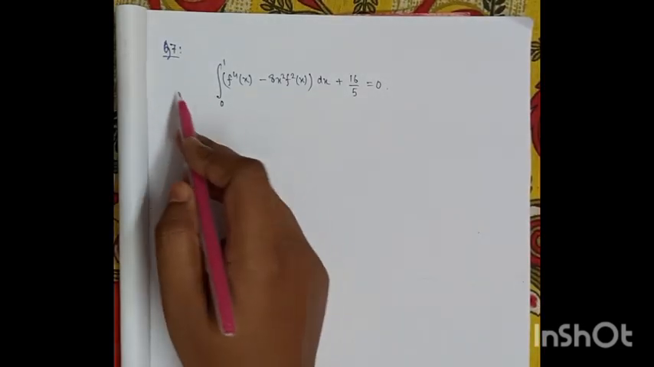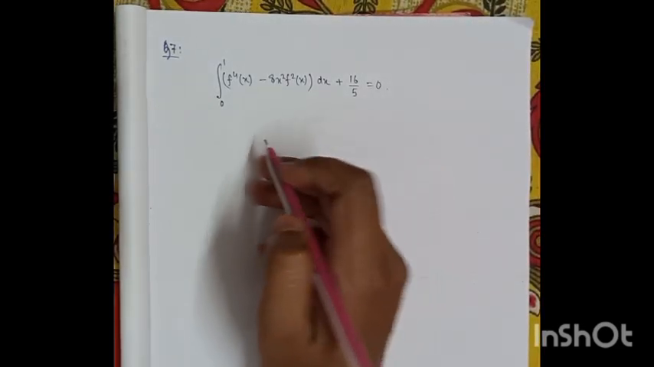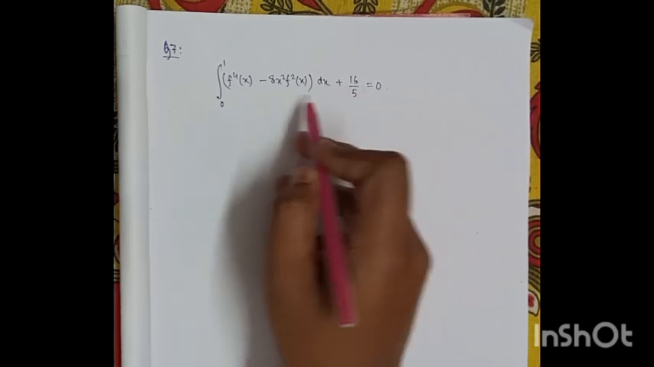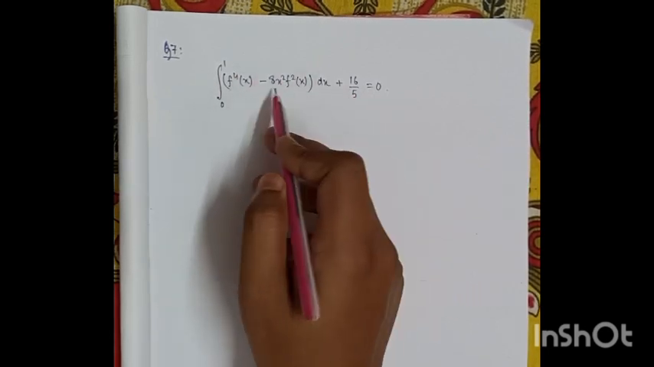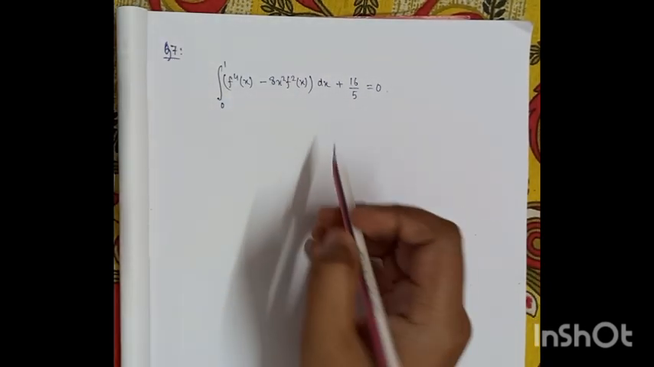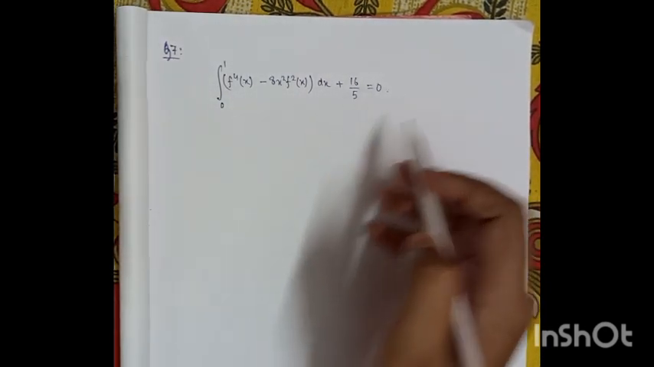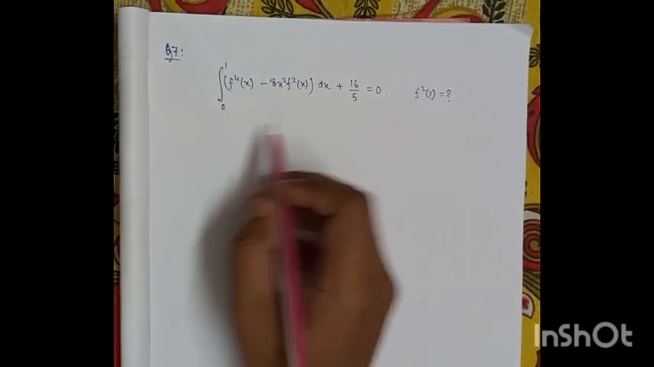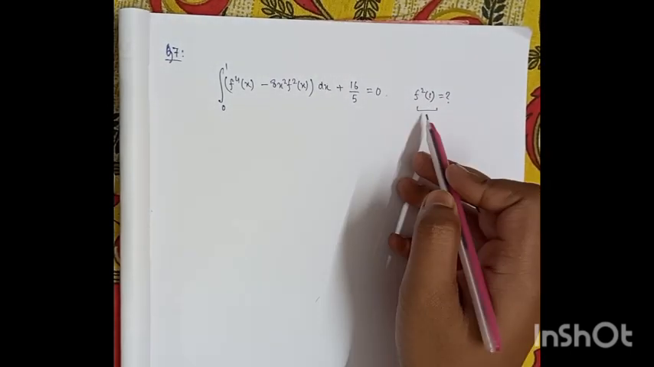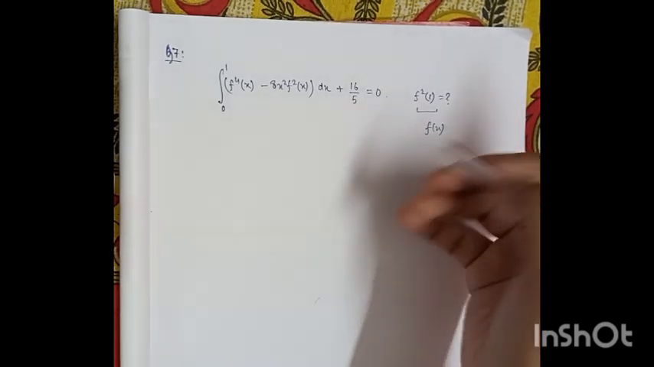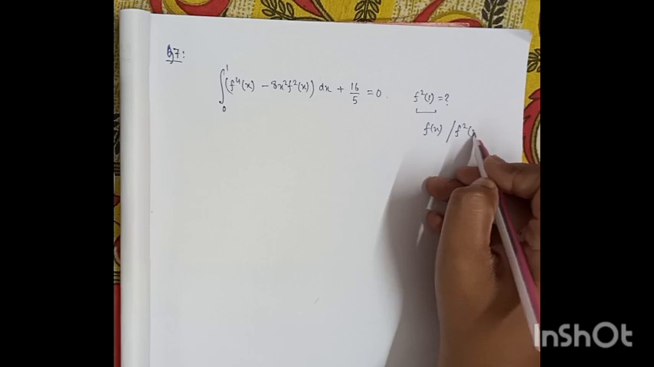So this is the 7th question that we are going to discuss. In this question we are given an equation involving some integration of some function f(x). We are basically asked to determine the value of f²(1). For this, we have to find the expression for f(x), or f²(x).